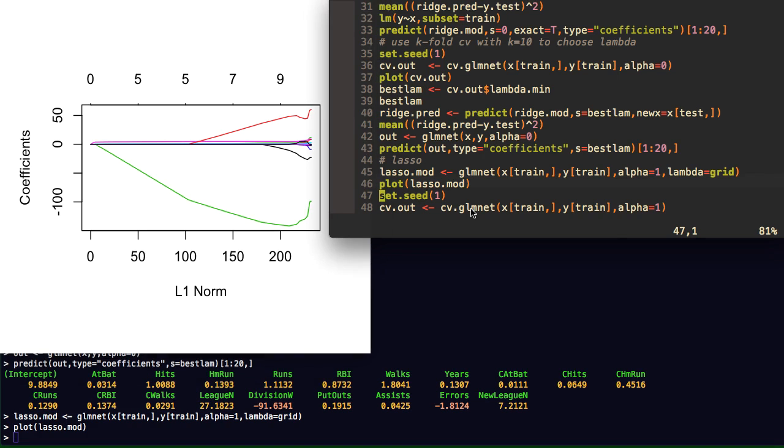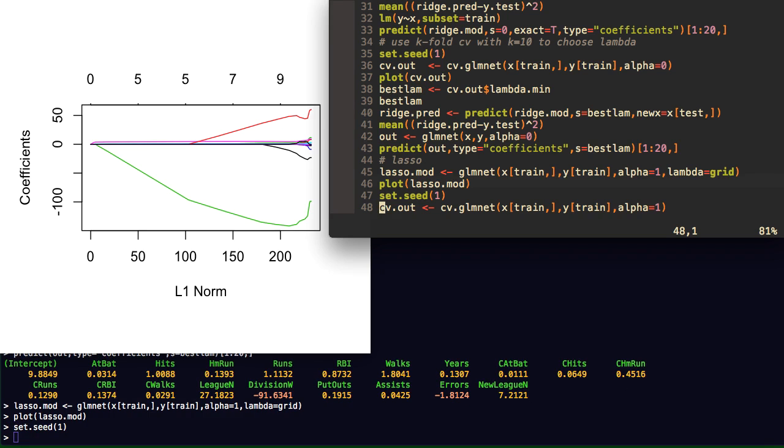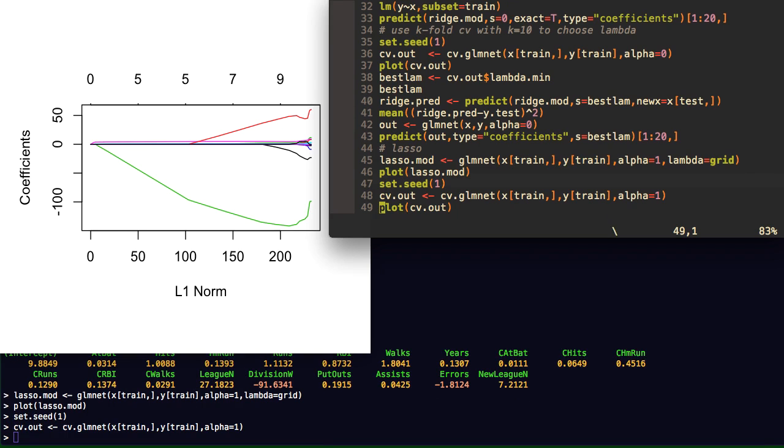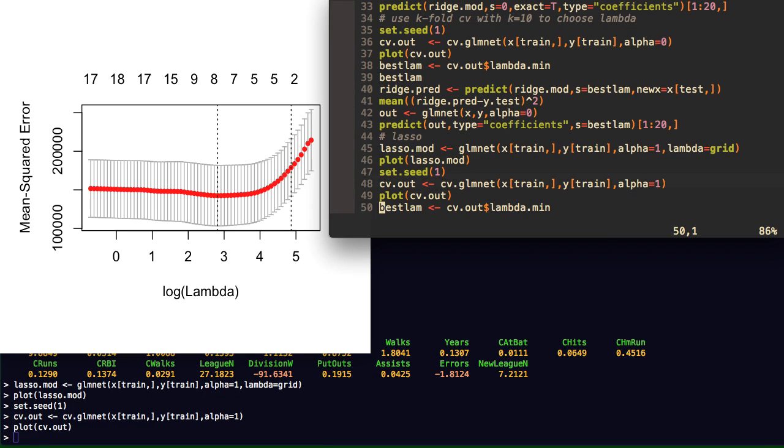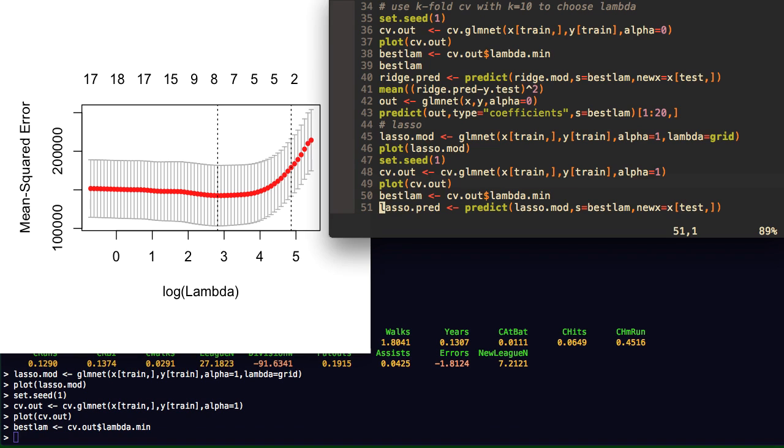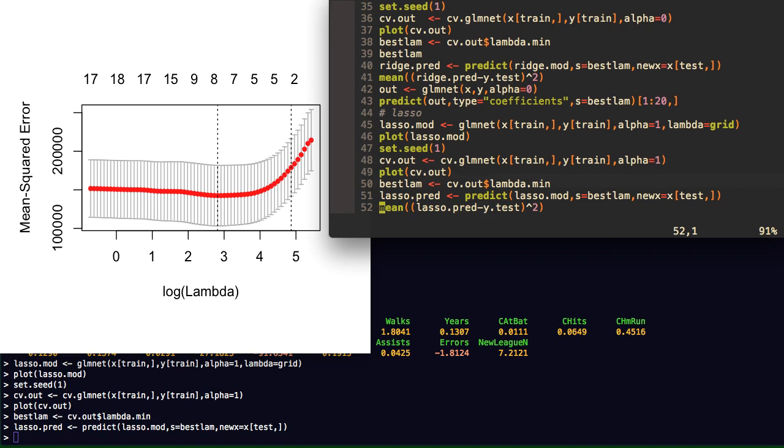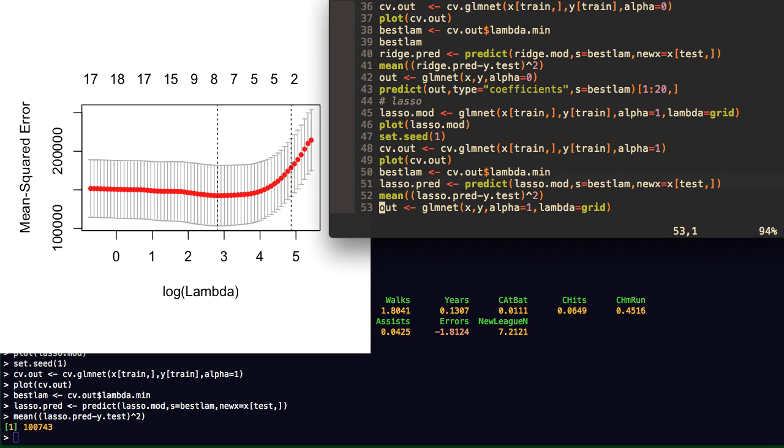Now, again, to get reproducible results we set seed 1. We're going to get the cross-validation errors, plot them, and find out the best lambda, which is not going to be the same as the best lambda in ridge regression. I don't honestly remember what it is right now. But, oh no, wait a minute, it is about the same. It's giving us a very slight improvement over ridge regression. Ridge regression gave us about 101,000. This is about 100,000.